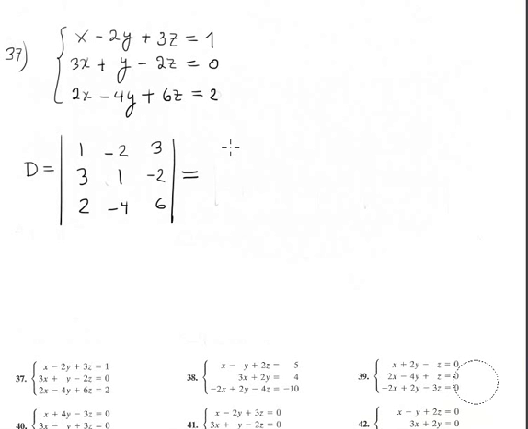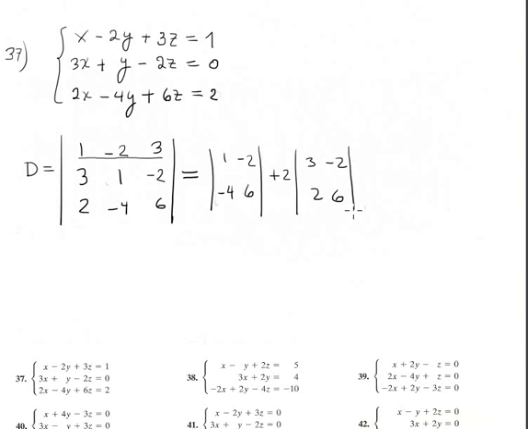Okay, 37 again, Cramer's rule. I set out the determinant of the system D. Let me try to expand using row 1 again. This is 1 multiplied by the determinant formed by 1, negative 2, negative 4 and 6. Now negative 2 is plus 2, determinant of 3, negative 2, 2 and 6. Finally plus 3, and the determinant is 3, 1, 2, negative 4.